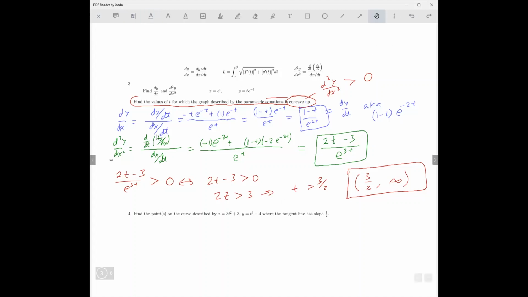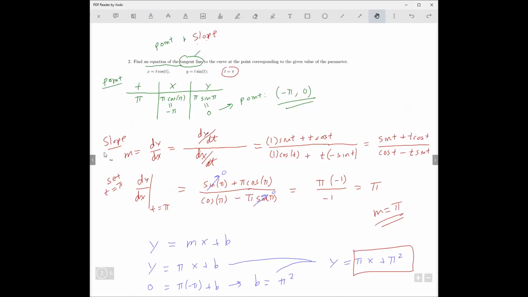I wanted to briefly mention something about number 2. So that's kind of interesting, just for you to think about.